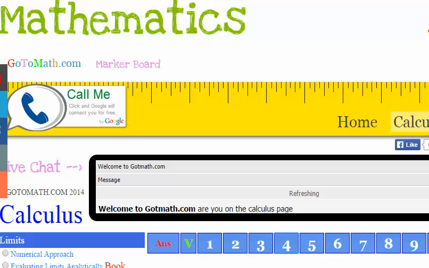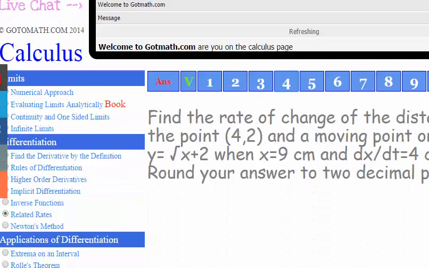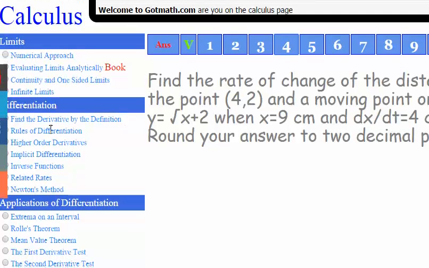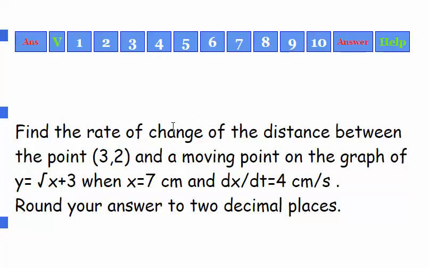We're at gotomath.com and we are working under calculus here, working some related rate problems. This particular one is coming from this section, and we're going to be working a problem like this, except a few numbers are going to be different here. So let me just click over to it.